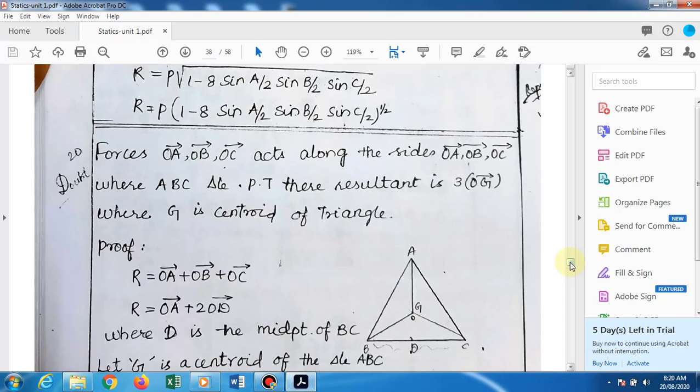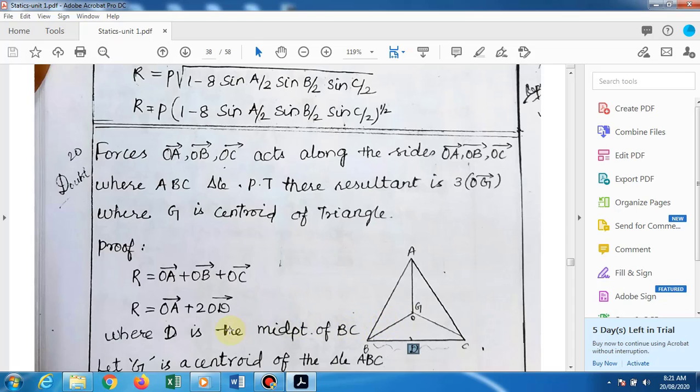Just see this: forces OA, OB, OC act along the lines OA, OB, OC, where ABC is a triangle. Prove that the resultant is 3 OG vector, where G is the centroid of the triangle. See the proof. Here you see the diagram, with A, B, C, D. O is the point, and G is the centroid of the triangle.